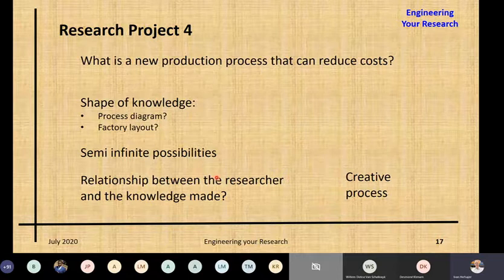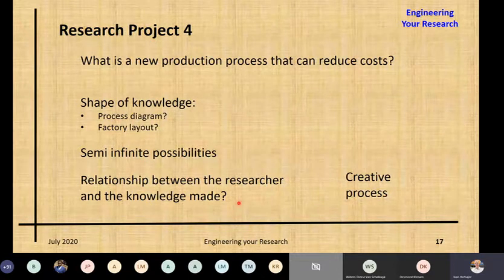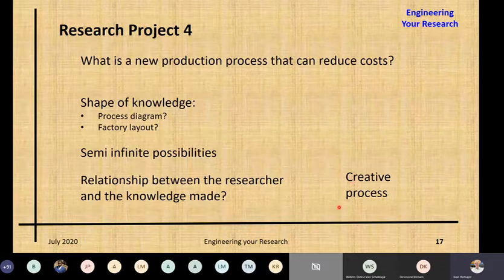And now, what is the relationship between the researcher and the knowledge that is being made? I'm saying it's utterly dependent on the researcher. It's a creative process. Both Desmond and I are going to be very creative in coming up with this new production process. Of course, we've got constraints, but we're going to be really creative in it.